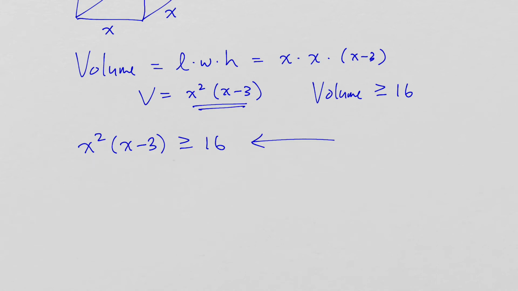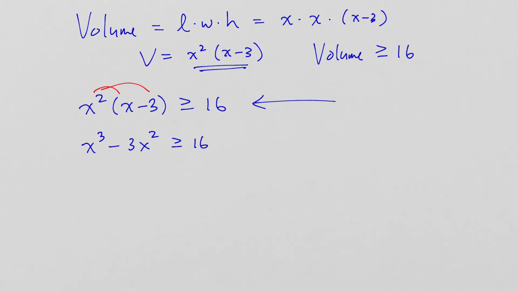Now to solve this inequality, remember, you need to have 0 on one side, so I'm going to go ahead and multiply this out. This gives us x cubed minus 3x squared greater than or equal to 16. And then from there, I'm going to subtract 16 from both sides so that I can get 0 on one side. And now from here, to solve this, we need to factor this. Well, how do you factor that? It's not a quadratic, so it's not quite so simple. To factor this, I'm going to use synthetic division.